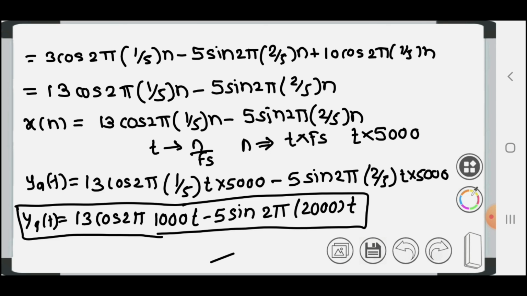If you compare the original signal with the reconstructed signal, the frequency no longer remains the same, so we can say that there is aliasing. Why does this aliasing occur? Because the Nyquist rate required was 12k, but we are sampling at 5000, so there is aliasing. Thank you.